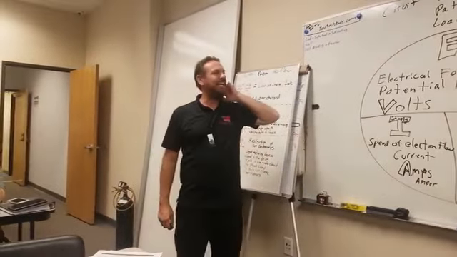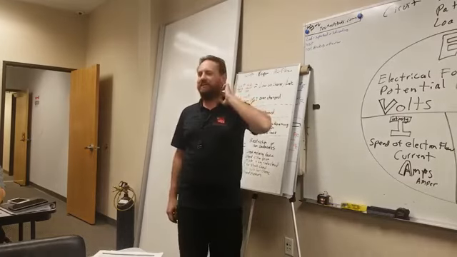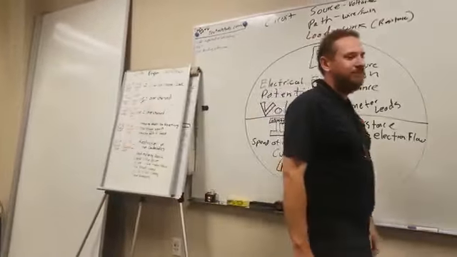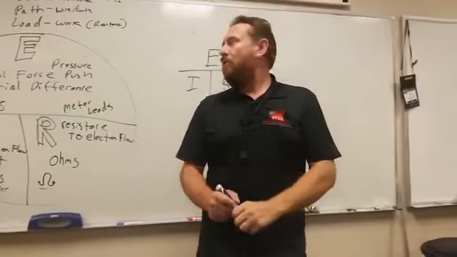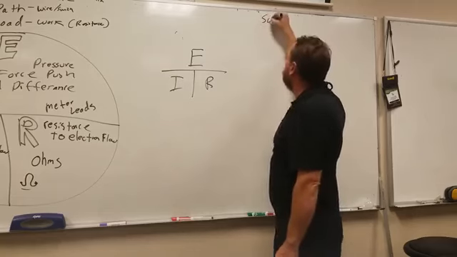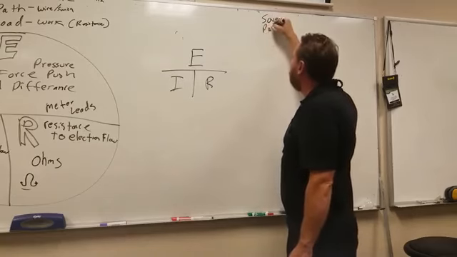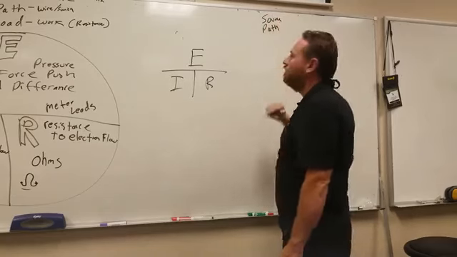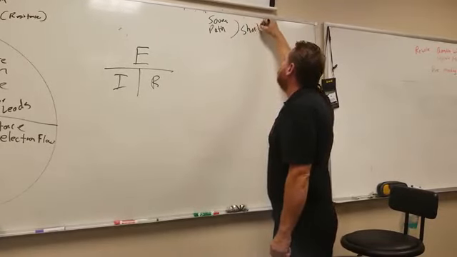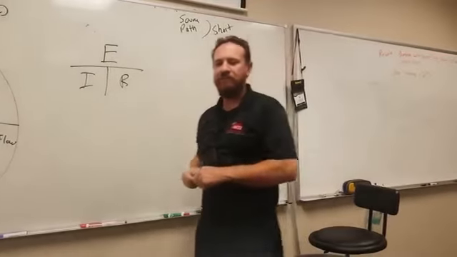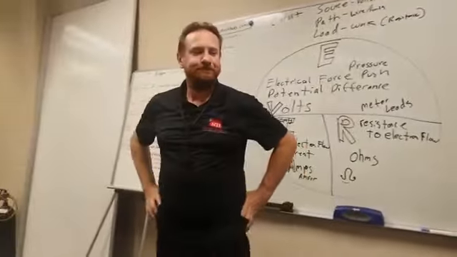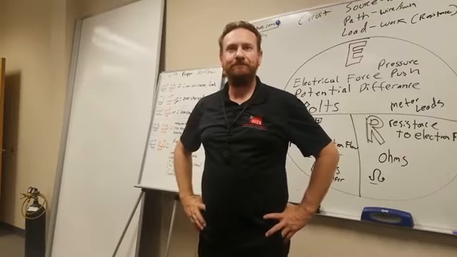All right, E over I and R. This is electricity. These three things, the trifecta, you have to have all three of these to have electricity. What happens if I take out resistance and I have simply a source and a path, but I have no load? We end up with what we call a short. A short circuit. Electricity flows too fast. It's going to burn something up. Okay? So far, so good?